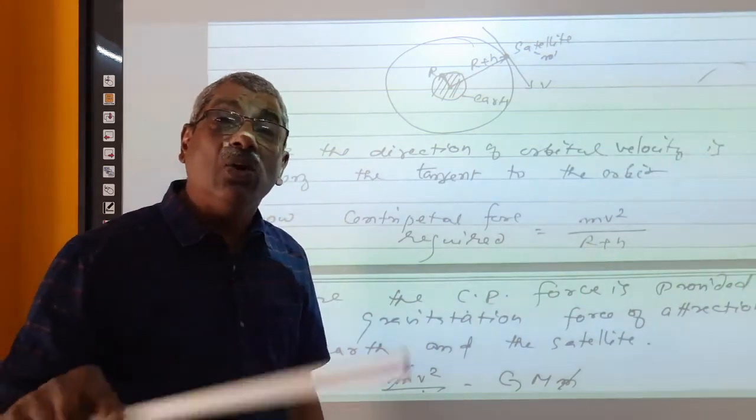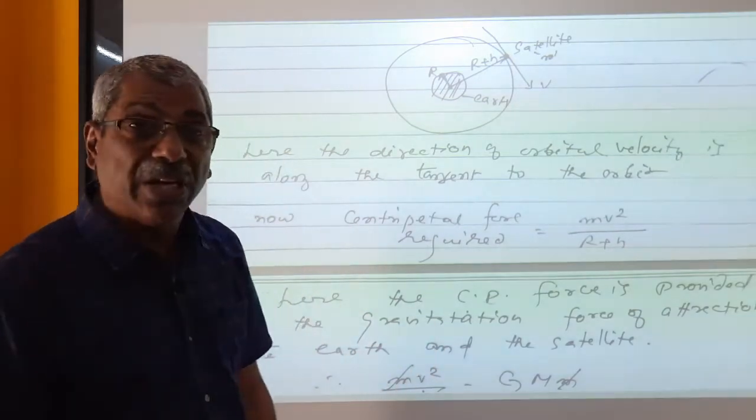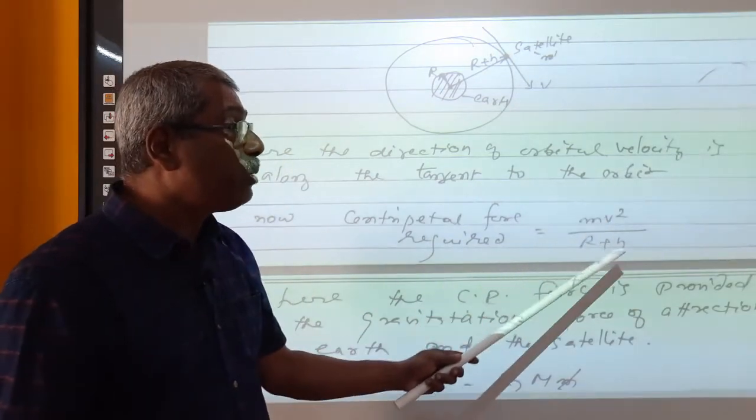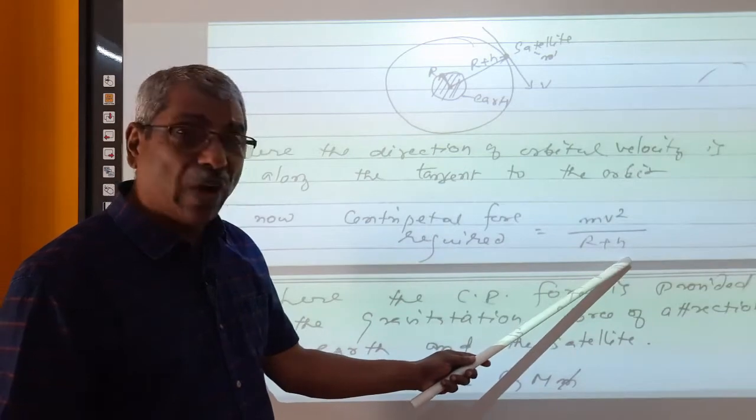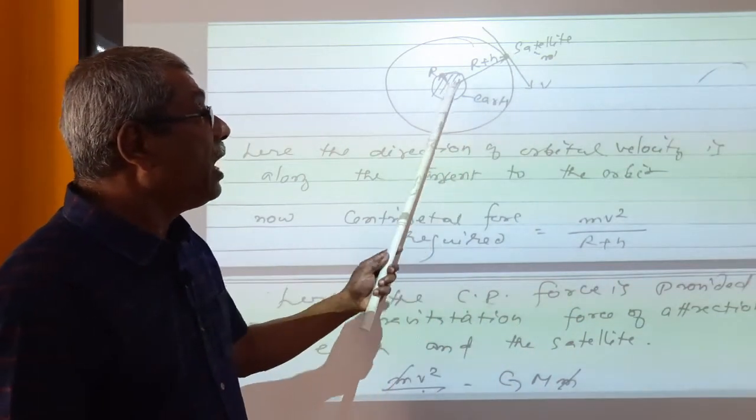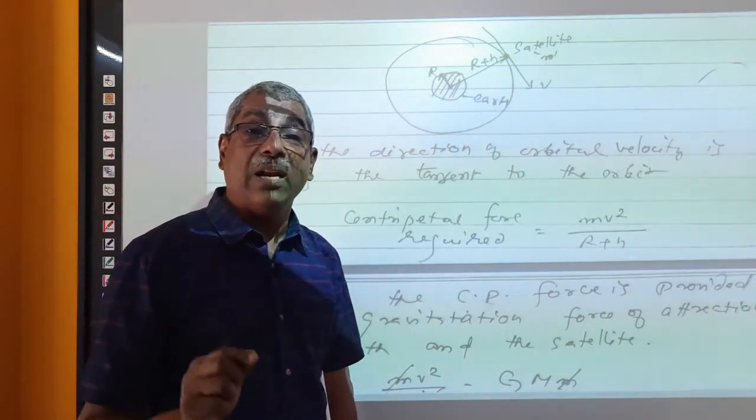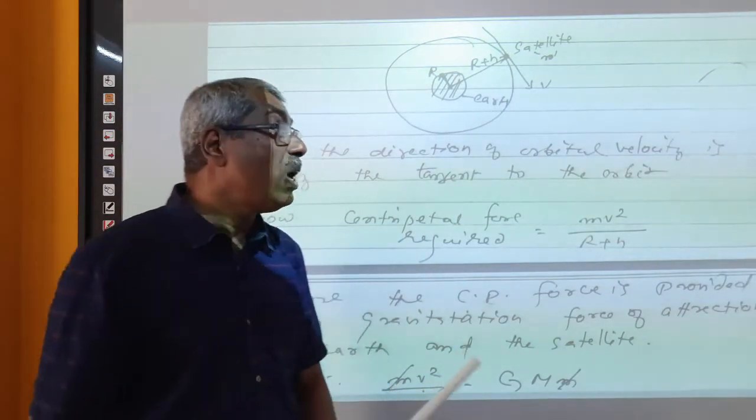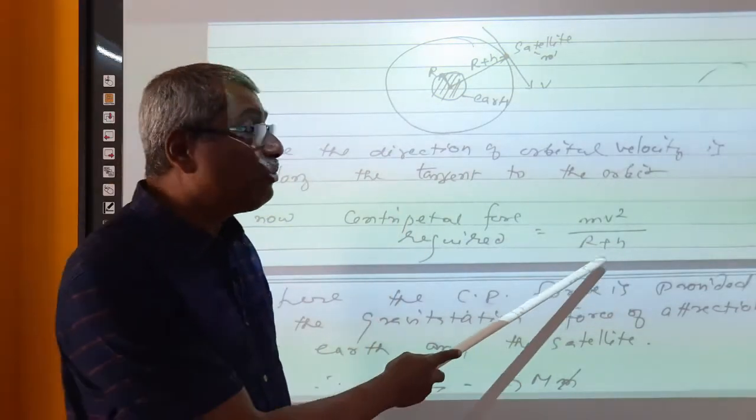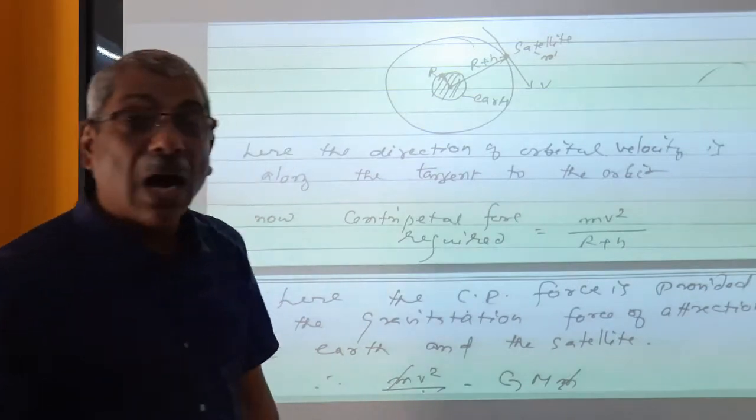It is a circular motion. For any circular motion, centripetal force is required. Centripetal force is equal to mv squared by r. Here it is r plus h. Why? Because this body of mass small m is at a height h above the surface of the earth. The distance of the satellite from the center of the earth is equal to r plus h. That is why, in place of r in mv squared by r, we are taking r plus h.